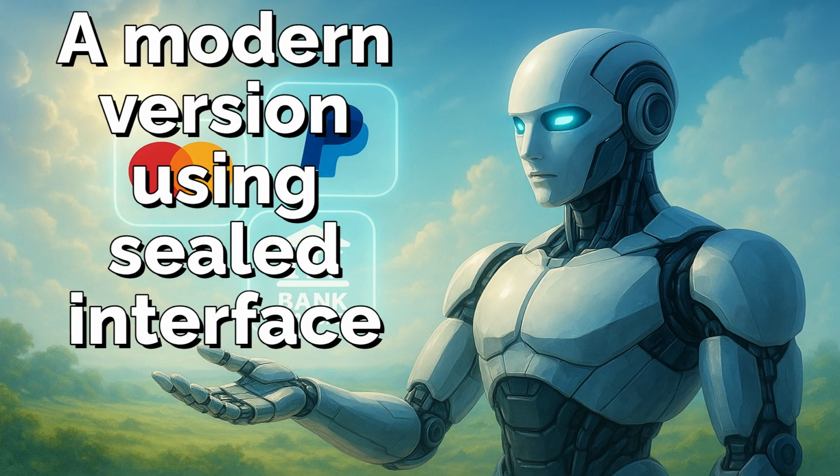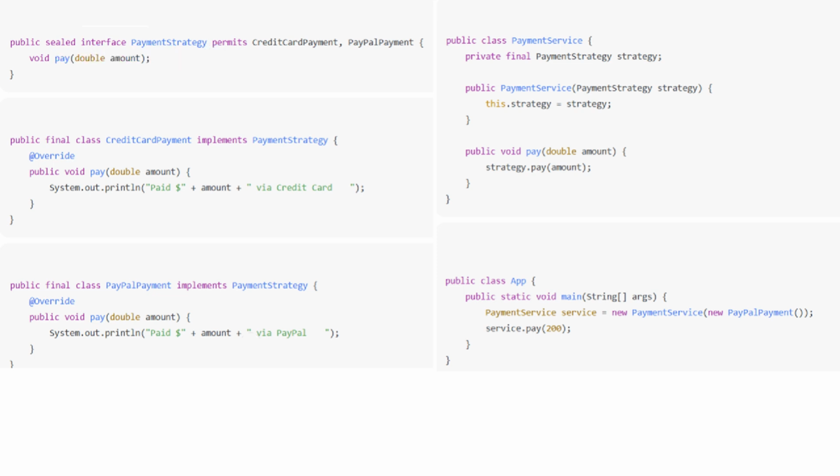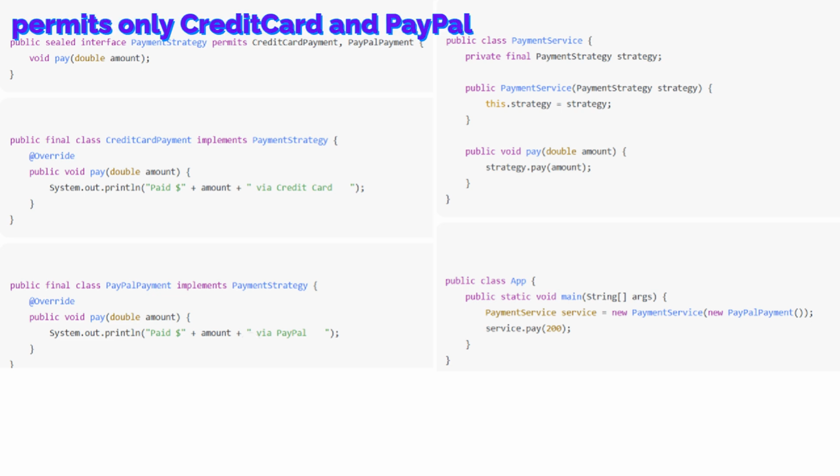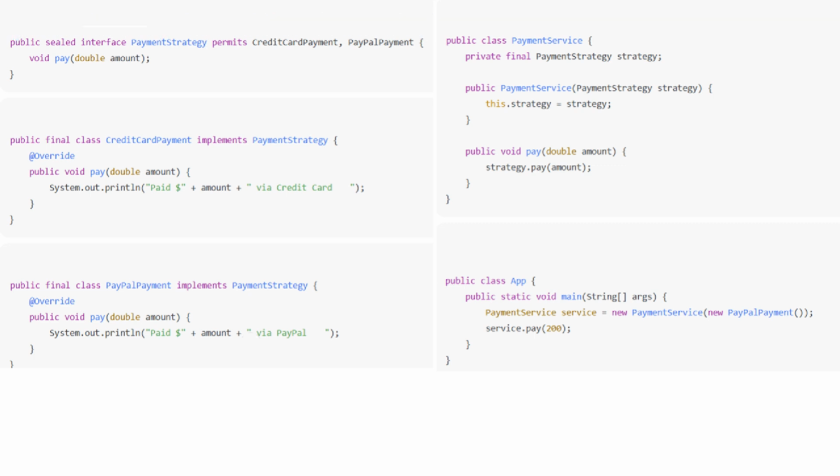A modern version using sealed interface. We start by defining a sealed interface called payment strategy. Sealed interfaces allow us to control exactly which classes can implement this strategy. That gives us two big benefits. First, it protects our design. Only the payment types we explicitly allow can be used. No accidental or unauthorized implementations creeping into our architecture. Second, the compiler understands the full set of possible strategy classes, which gives us better type safety and optimizations. So sealed interfaces let us keep the strategy pattern flexible, while still maintaining strong control and clarity over the allowed behaviors.